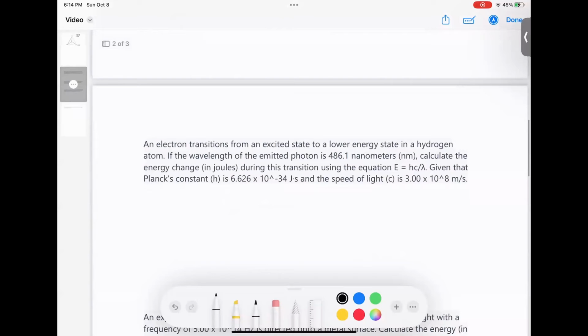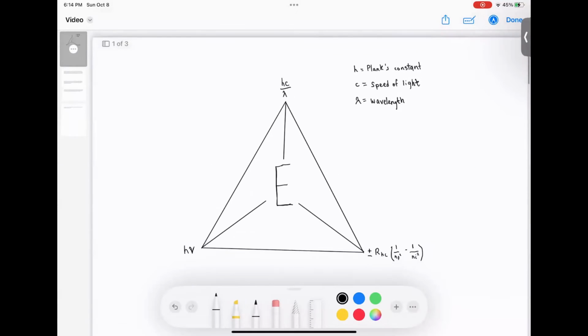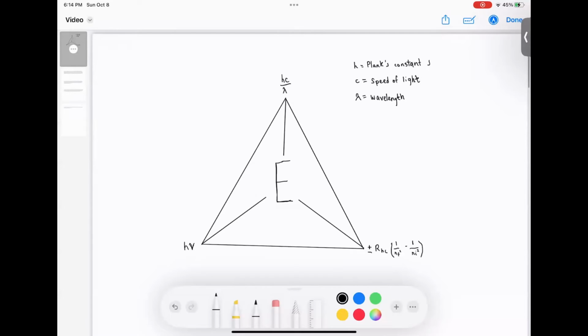I'm going to scroll down. I have some questions here that I will show you later. But as you can see, Planck's constant is joules times seconds. Speed of light is going to be meters per second, or meters divided by seconds. And wavelength is going to be in nanometers. But sometimes they may ask you to express it in meters, so you need to pay attention to that as well.